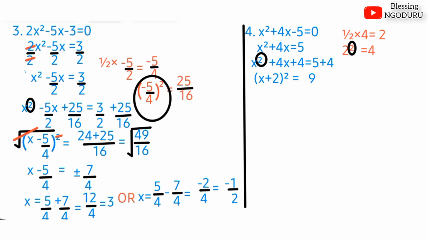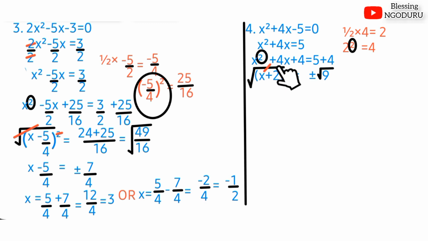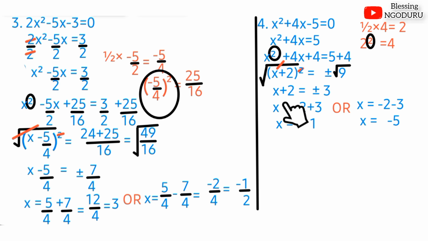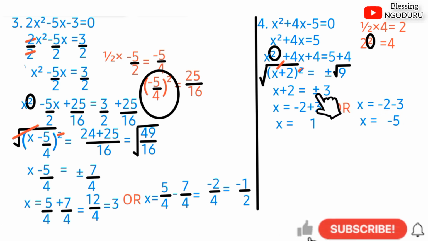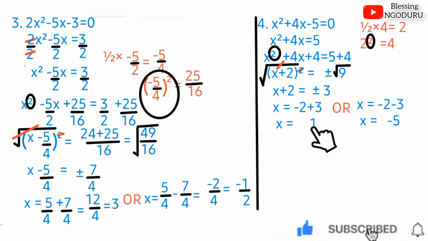Now let's take the square root of both sides. The 2 here cancels the square root, and we are left with x plus 2 equals plus or minus square root of 9, which is 3. So either x equals, when plus 2 crosses the equal sign, it becomes minus 2, then plus 3. Minus 2 plus 3 gives 1. Or x equals plus 2 crossing the equal sign gives minus 2, and then minus 3. Minus 2 minus 3 gives minus 5. So either x equals 1 or x equals minus 5.